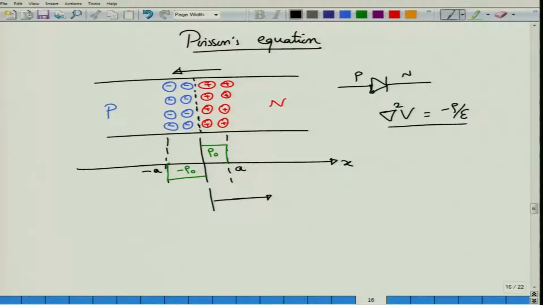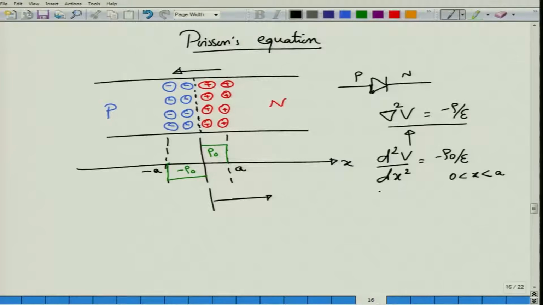Because this is a one dimensional Poisson equation, because of my simplification, I do not have to solve a partial differential equation. I can just solve an ordinary differential equation, which tells you that d square V by dx square equals minus rho 0 by epsilon when you are in the N region. Of course, when you are in the P region, minus rho 0 will be replaced by plus rho 0, because the charge density there is negative.